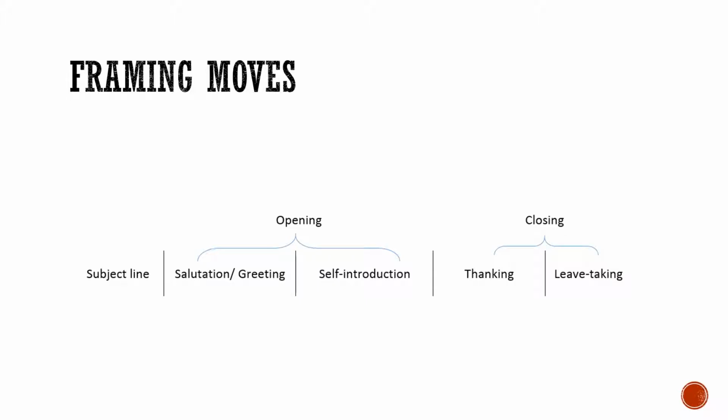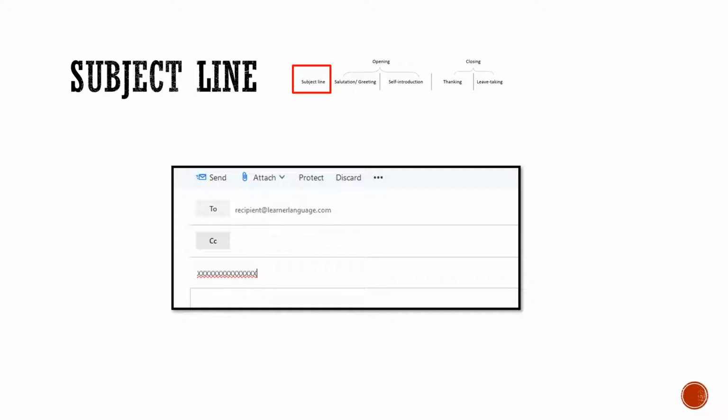The framing moves consist of two large categories, opening and closing, and 5 subcategories. And this is language that's basically the same in all emails, no matter what you're writing about. This language is pretty formulaic, and to some extent you can just memorize much of this. So let's begin at the beginning, the subject line.